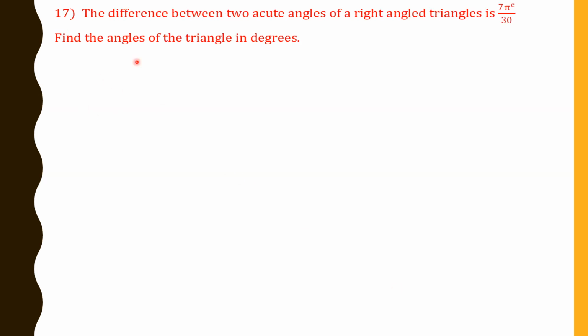17. The difference between two acute angles of a right angle triangle is 7 pi divided by 30 in radians. Find the angles of the triangle in degree. Here is given a right angle triangle, which means one angle is 90 degree. The other two are acute angles. Their difference is 7 pi divided by 30.